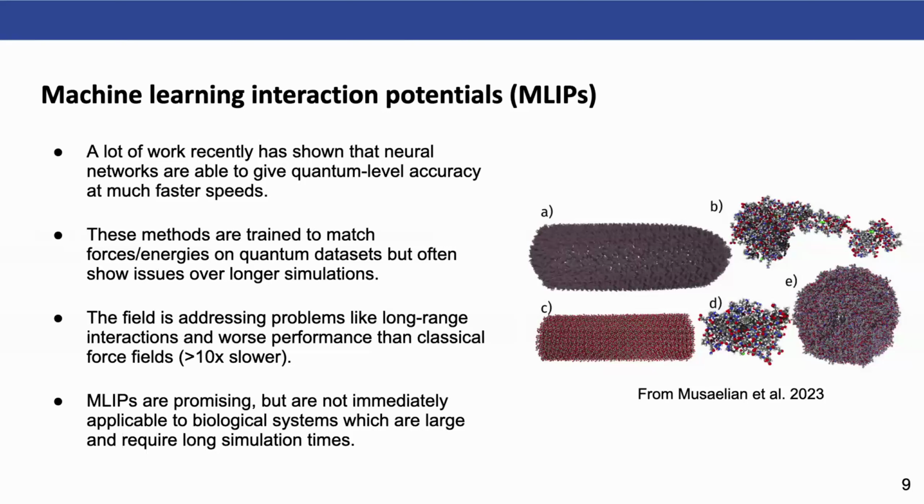And the field is addressing problems like how to deal with long-range interactions, which are important in biological systems because they will take place in water, and the kind of performance compared to. So these are very promising, but aside from a few specific studies, for instance, this big one from Google, they're not immediately applicable to biological systems because they're just too slow.